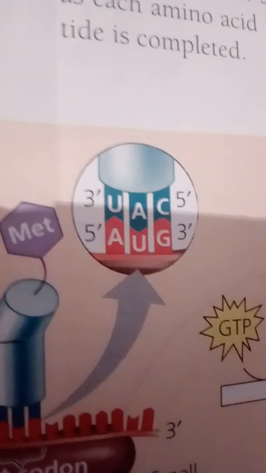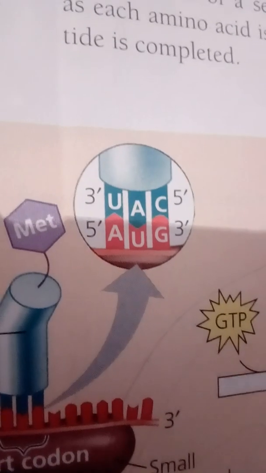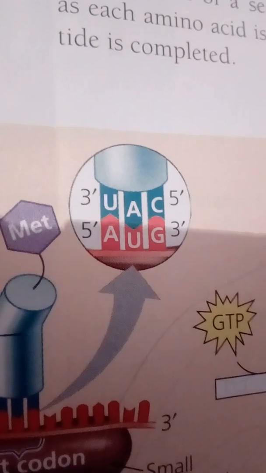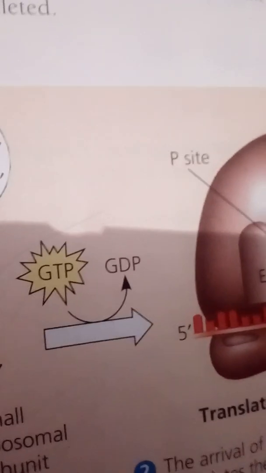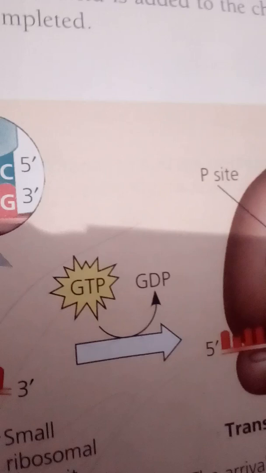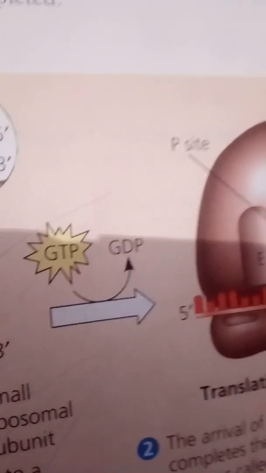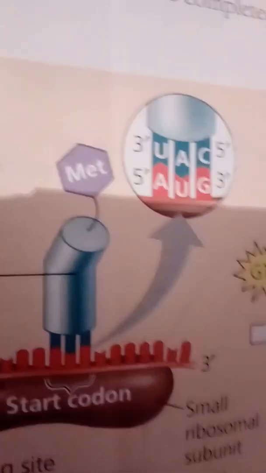The initiator tRNA sits in the P site of the ribosome, and the vacant A site is ready for the next amino acid tRNA. Note that a polypeptide is always synthesized in one direction, from the initial methionine at the amino end, also called the N-terminus, toward the final amino acid at the carboxyl end, also called the C-terminus. Notice this as it's shown here, the initiation of translation.